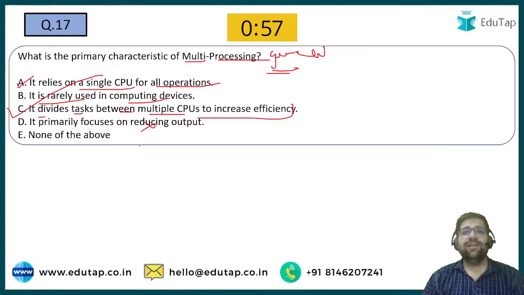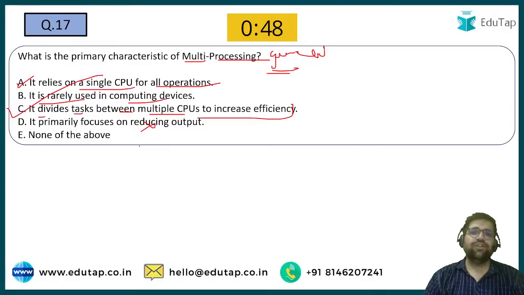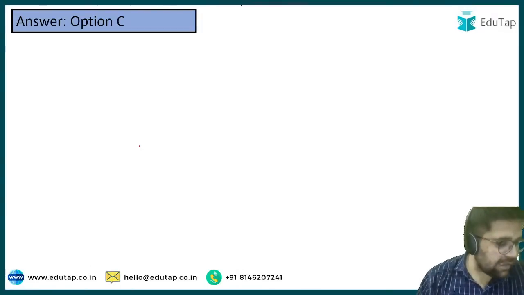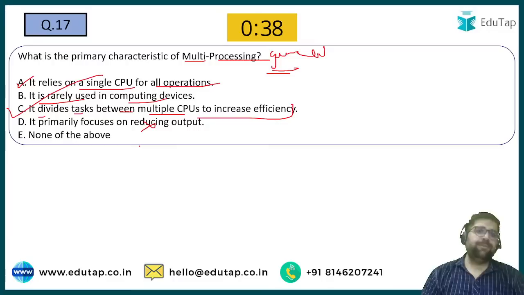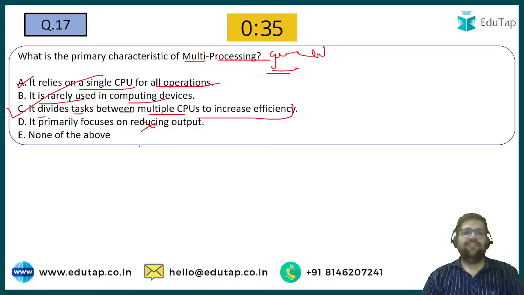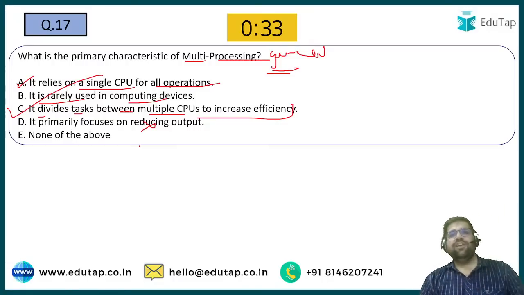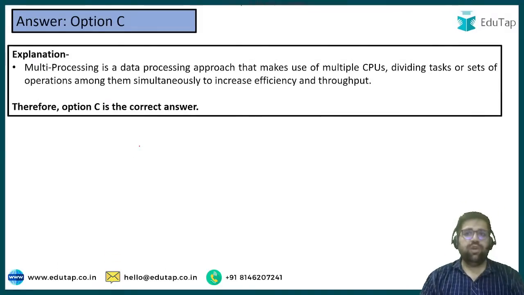What is multiprocessing? That you are handling, on the one side, you are making your Word document. At the same time, you are doing certain other works as well. At the same time, you are also opening different other kinds of videos. So that is how you are increasing the speed of the computer. You are increasing the performance of the computer. So therefore, the correct answer, let me check. Many people are saying it's A. The answer is C only over here. Do not say it as A. It relies on single CPU for all operations. That is completely vague, because in multiprocessing, you will definitely increase the speed. That is the key term over here. Okay, Mayank is also going with C.